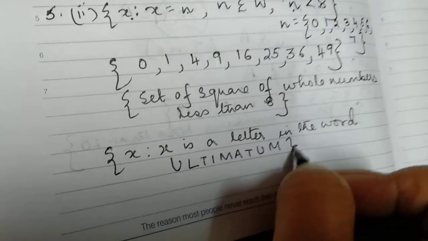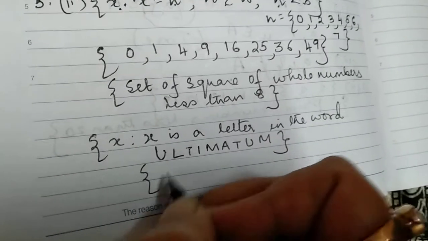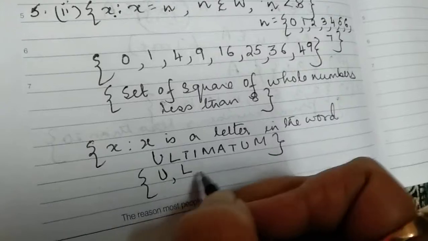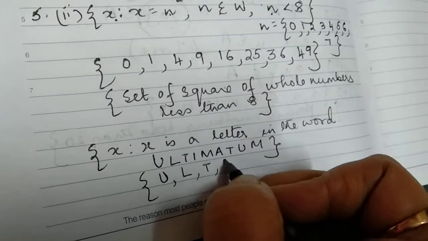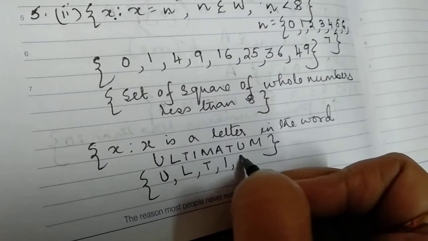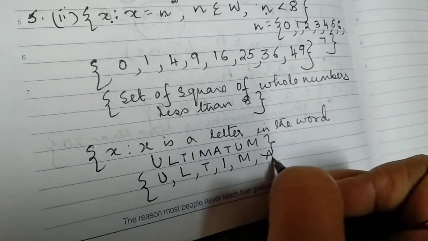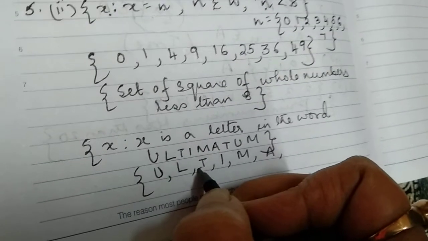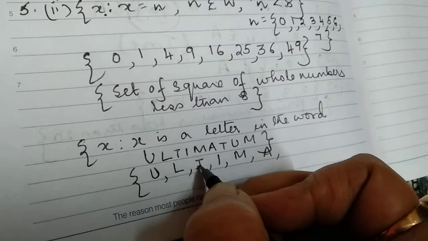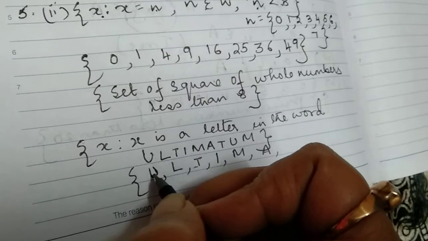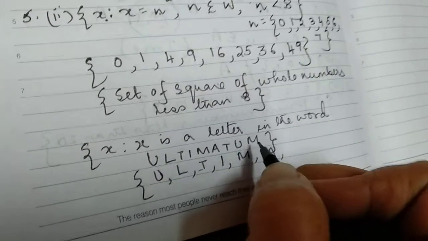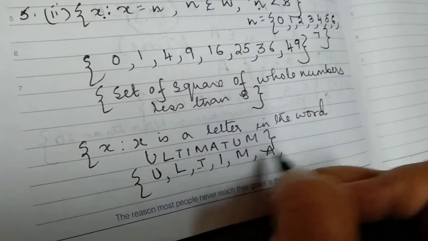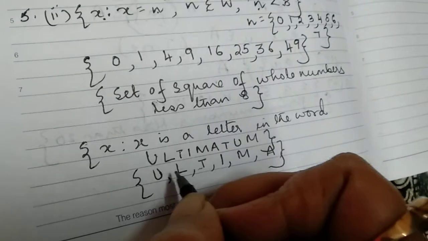How do you write it? You do not repeat an element. So it will be U, L, T, I, M, A. See, T I have already written, so I will not include this T. I will not include this U because I have written it already. I will not include this M because I have written it already. So 1, 2, 3, 4, 5, 6.